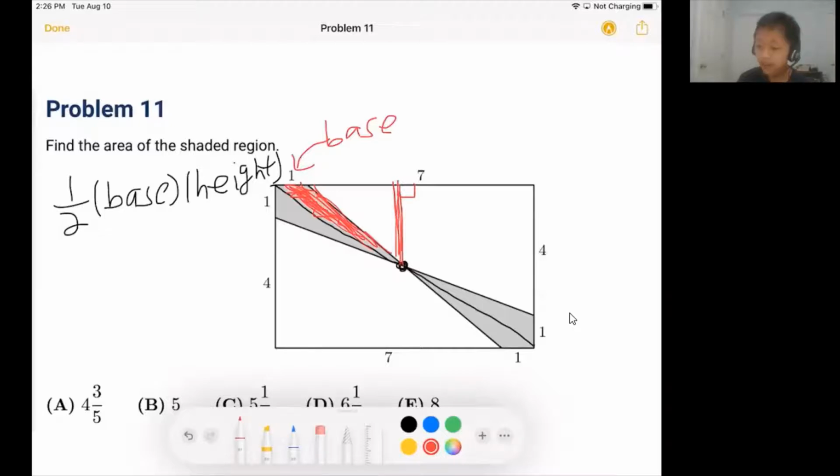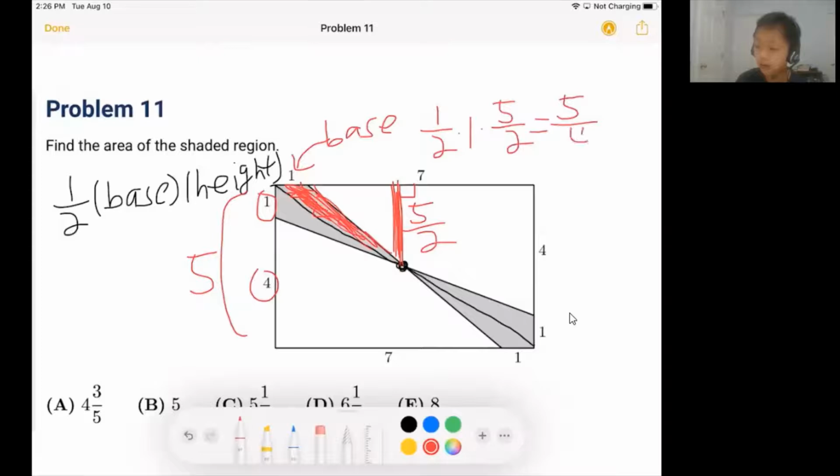Notice that since this length is 1, this length is 4, this entire length is 5. It's 1 plus 4 is 5. And since this is the center of the rectangle, this height must have length 5/2, right? So we can calculate the area of the red triangle by doing 1/2 base times height. The area would be 1/2 times 1 times 5/2, which gives us 5/4 for the area of the red triangle.